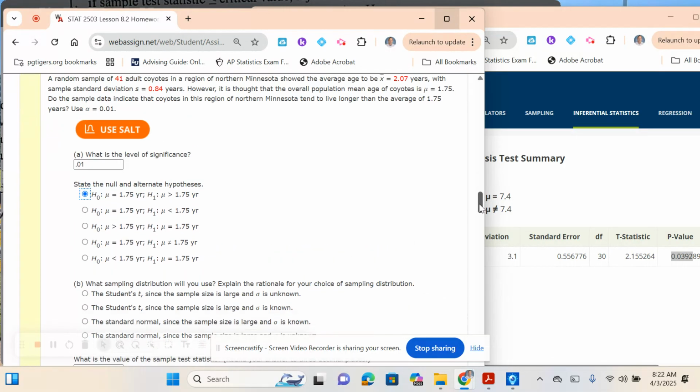Which distribution do I use? Well, it comes down to, do I know the population standard deviation? Do I know sigma? No, I do not. I know S, the sample standard deviation. So when sigma is unknown, I use the student's t. When sigma is known, I use the standard normal. Okay.